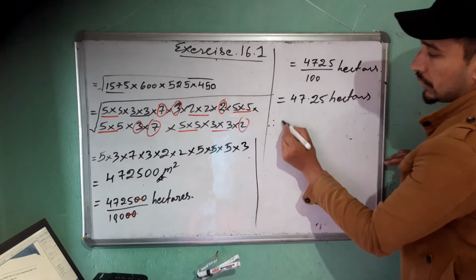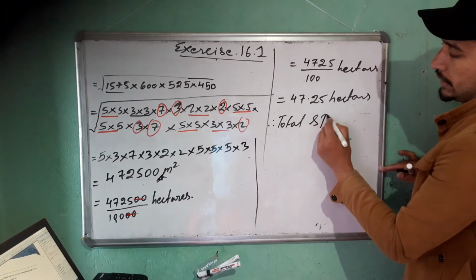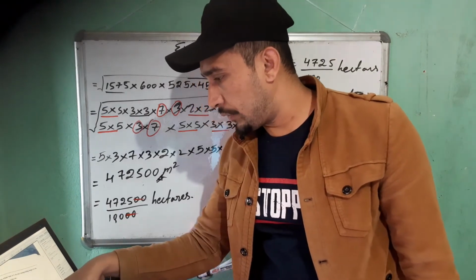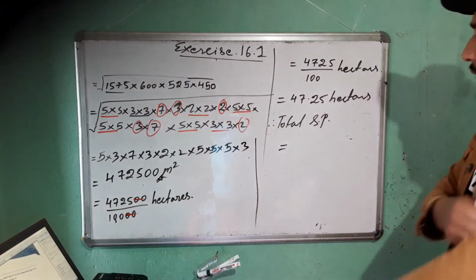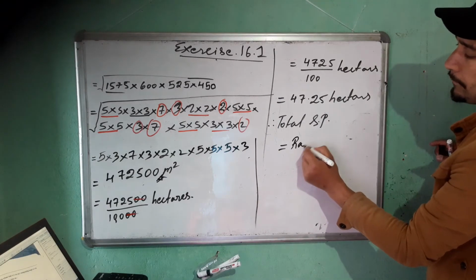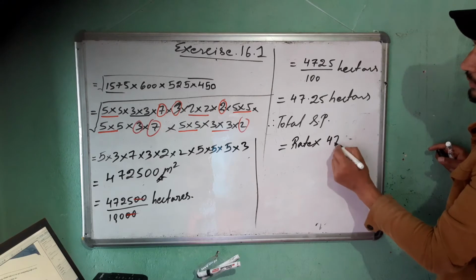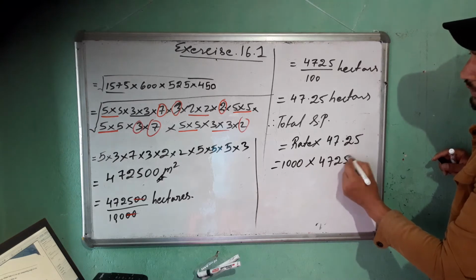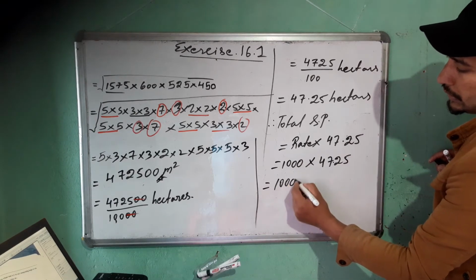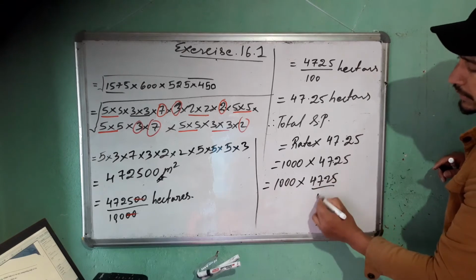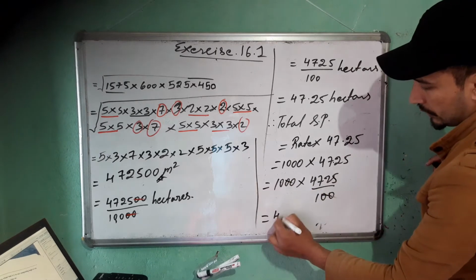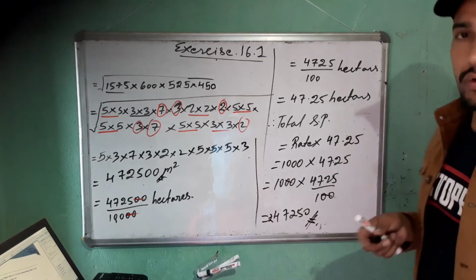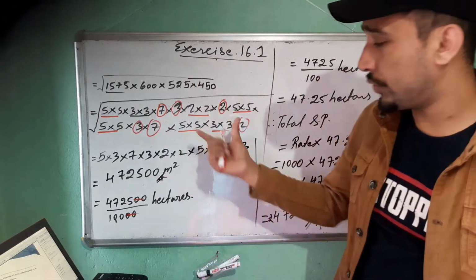Therefore the total selling price: if the field is sold at the rate of rupees 1000 per hectare, find its selling price. So the selling price will be rate into 47.25, so rate is 1000 per hectare into 47.25. So 1000 into 4725 divided by 100. This and this get cancelled. Your answer will be rupees 4725 with this 0. This is how you have to solve. This question was quite lengthy.